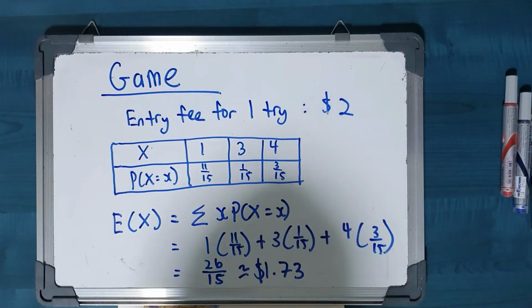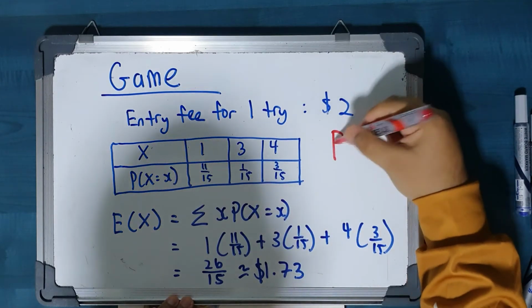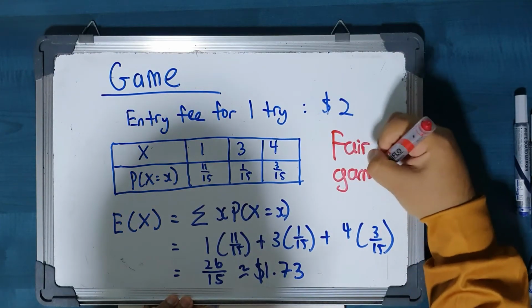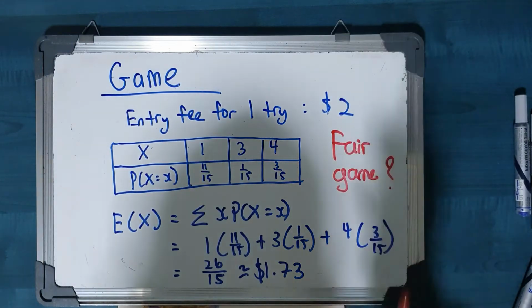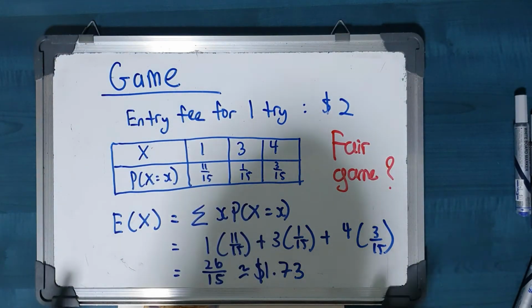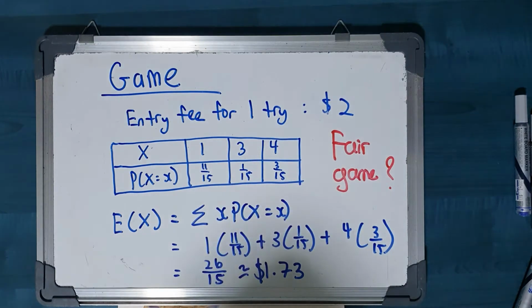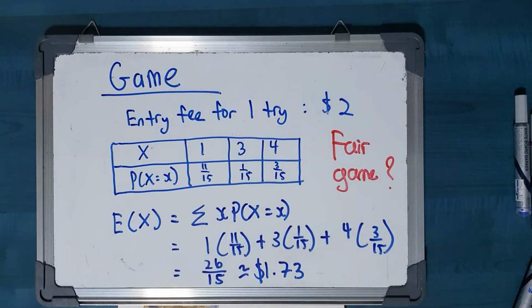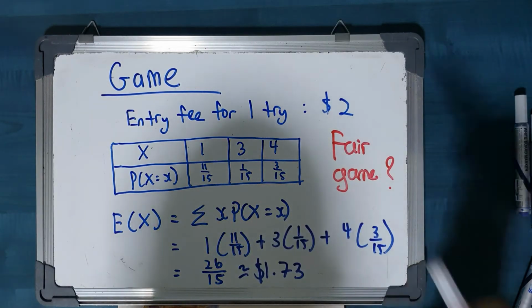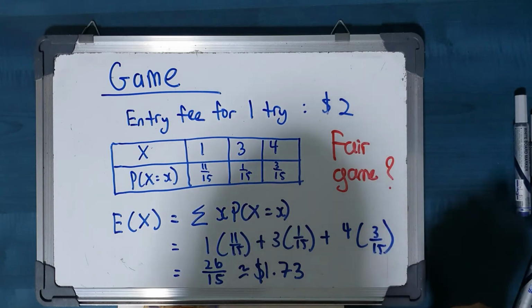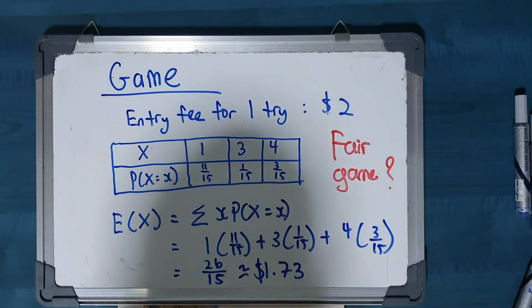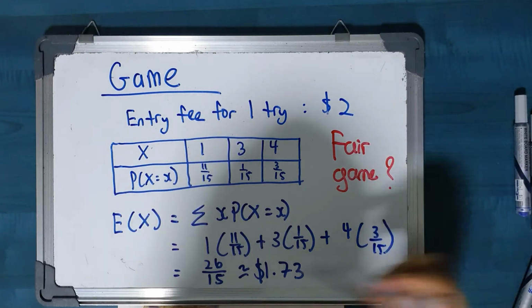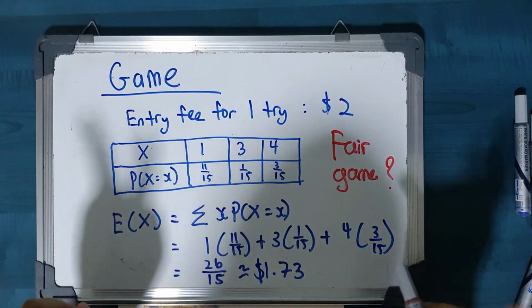Now think about this. Will this be a fair game? Is this a fair game? You pay $2, but for this game you are expected to win $1.73. So think about it. Is this a fair game? Okay, the word fair has many interpretations. Alright? Maybe in this case, if I paid $2 and I am expected to win $1.73, it might not be fair.